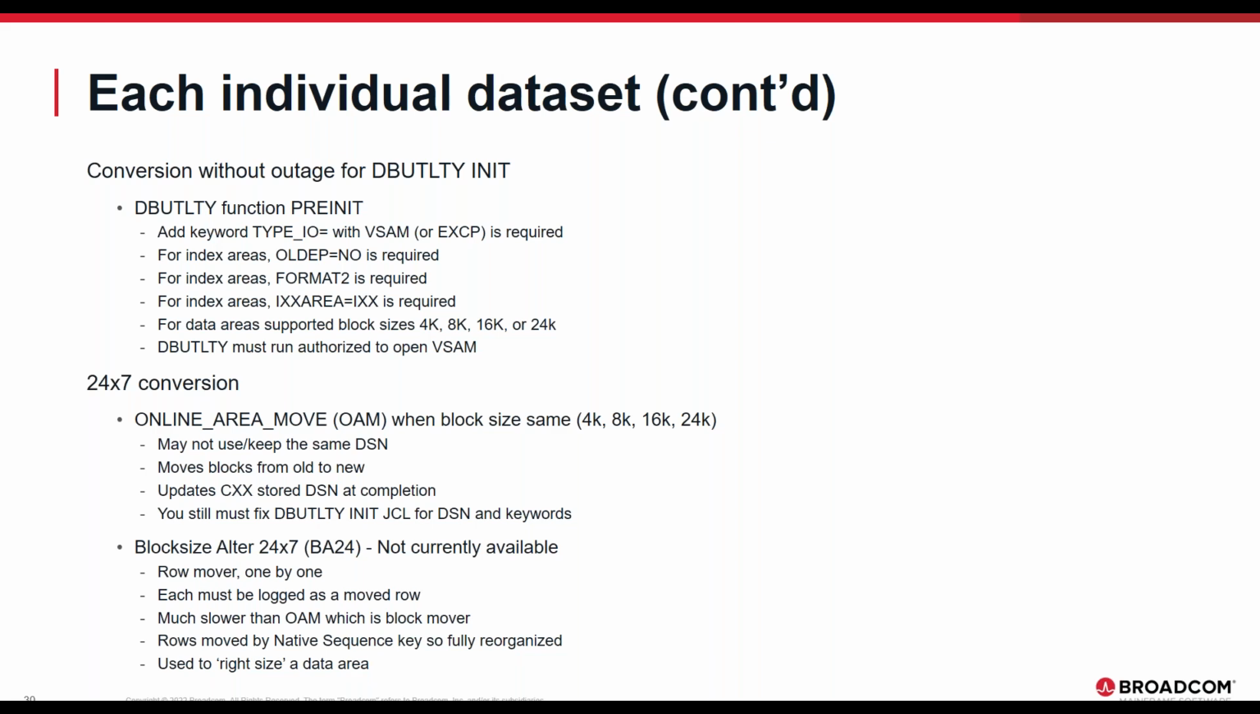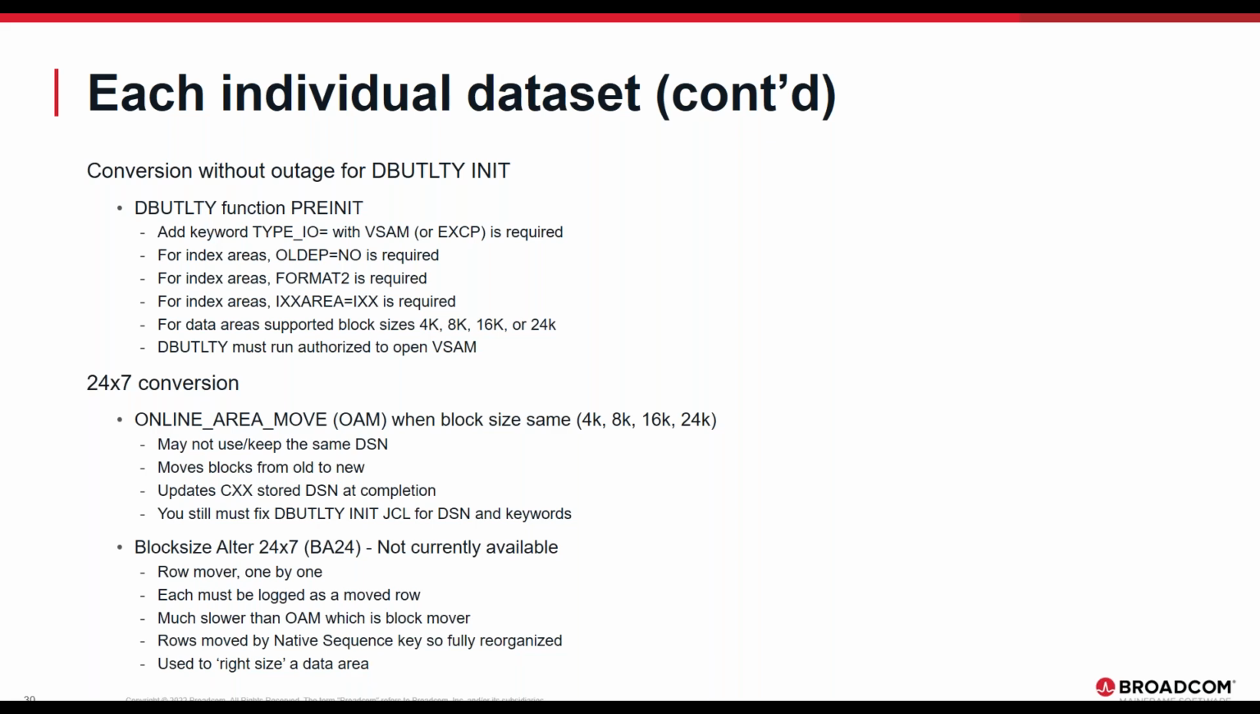You simply use the online area move to accomplish that. So it moves all the blocks. It's a block mover. It moves the blocks from the old EXCP data set to the new, and it updates the CXX. We do require you to go to a new DSN. So if whatever the old DSN is, you'll have to have a new DSN when you use online area move going to VSAM. And if you later want to move from VSAM to VSAM, you'll still have to change the DSN. The CXX is updated automatically for you, but if you have any JCL that does the inits that specifies the DSN, you would have to correct them.